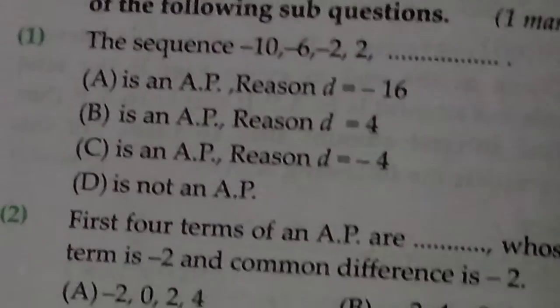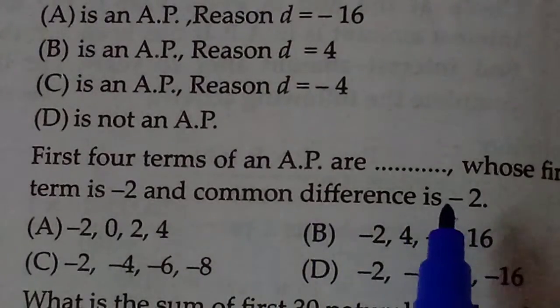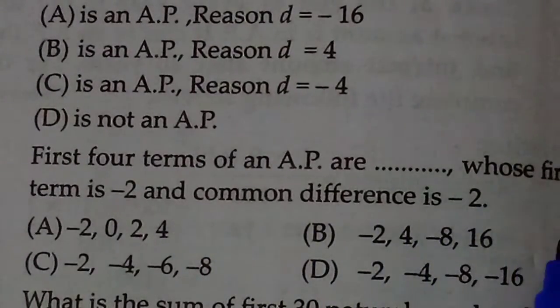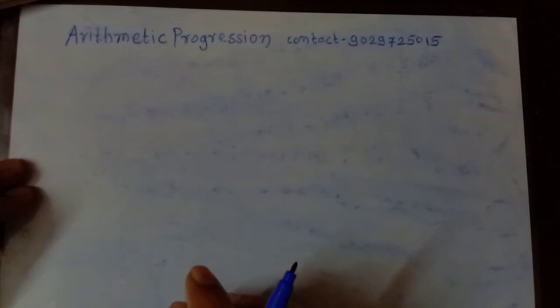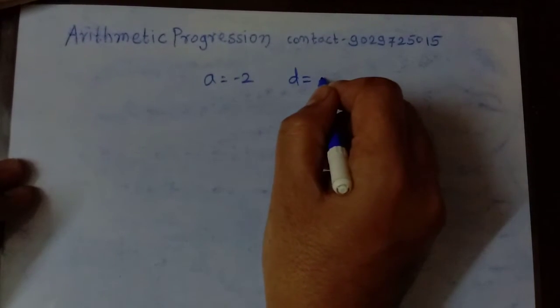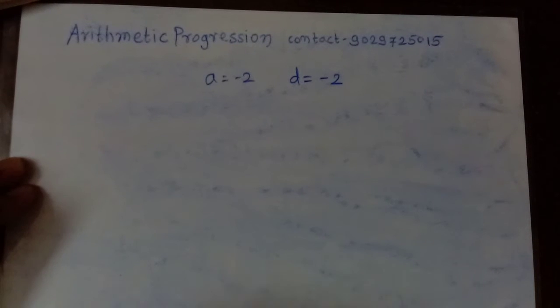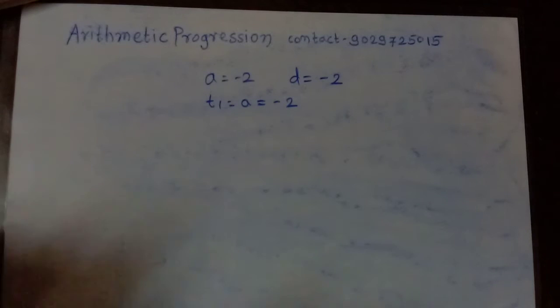Now, question number 2. First 4 terms of an AP are dash dash dash, whose first term is -2 and common difference is -2. बघा फर्स्ट टर्म दिली आहे -2 आणि कॉमन डिफरन्स पण काय दिलेला आहे -2. Now see what is given: a = -2 and d is also -2.